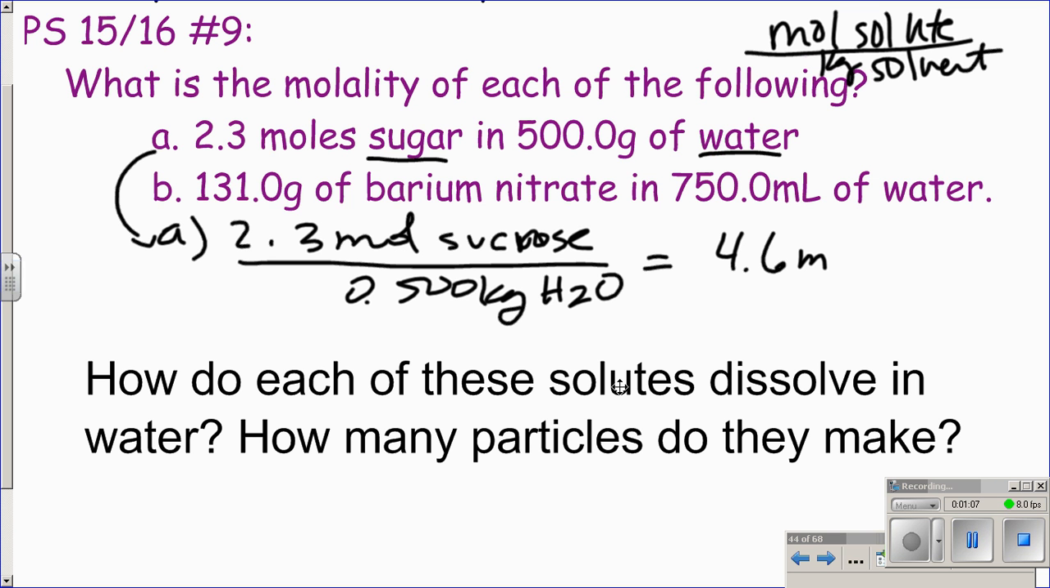Covalent. Sucrose is like glucose, C6H12O6. So C, H, and O. Those are all non-metals, so that's how you know it's covalent. I'm going to make a note here because we're going to utilize that knowledge in just a second.